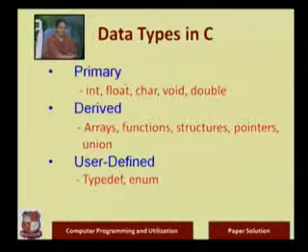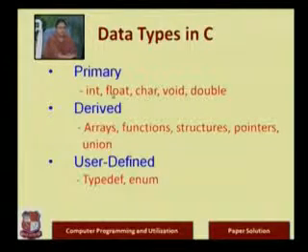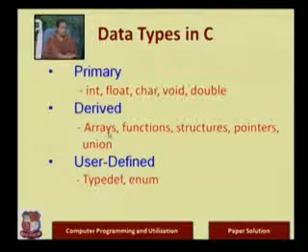Then in primary data type you have integer, float, character, void and double as data type. So you can discuss what is integer, what is float, what is character, what is void, what is double. Now in derived you have arrays, functions, structures, pointers and union. No need to write whole theories about arrays, functions and structures or pointers. You can just specify array is a collection of elements having similar data type.